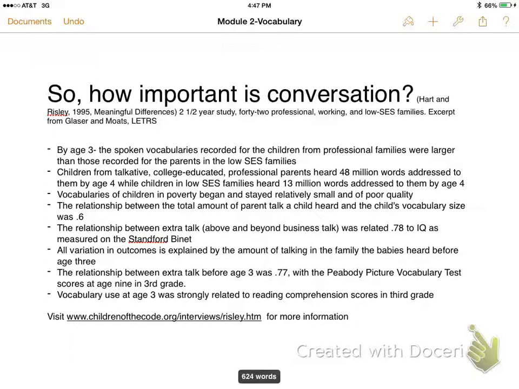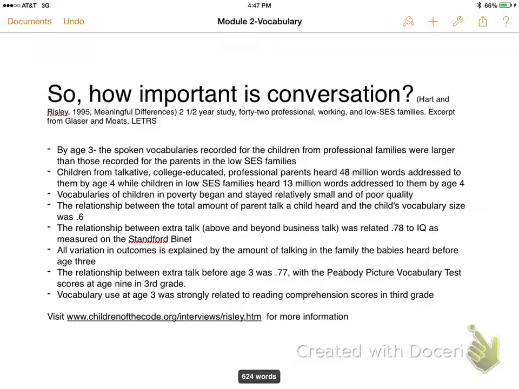And it explains a lot of times why children from poverty come to school and they're already behind, because children from those college-educated professional families are hearing many more words. Vocabularies of children in poverty usually began and stayed small or of poor quality. They weren't using words that expanded. They weren't using words that made sense. Now, here's where we get into what happens when they get to school. Now, all of this has been before age 3 and before age 4.